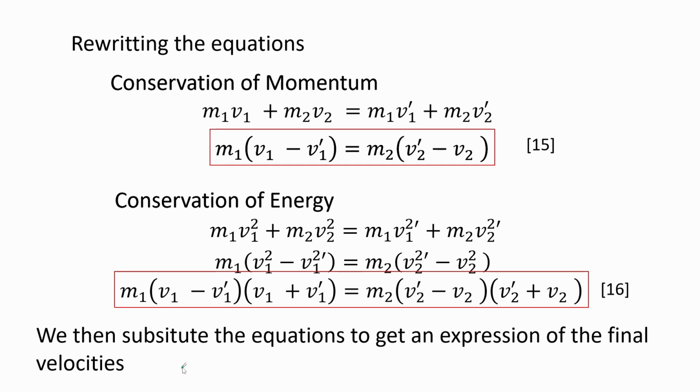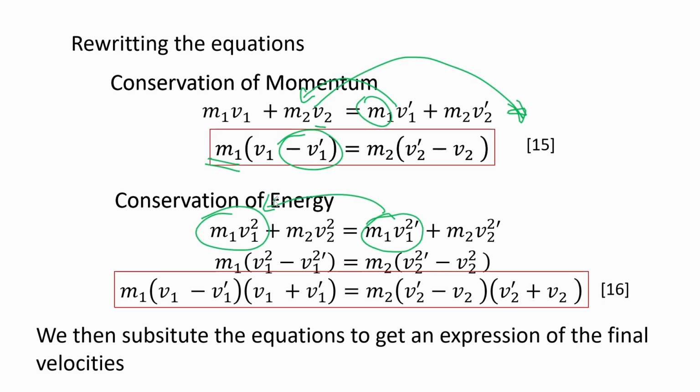So going further, let's rewrite the expression. From the conservation of momentum, we can group the same masses, so we transpose it on the other side, so you get negative v1 prime, then factor out your m1. Similarly for your m2 v2 prime, we transpose it to this side, so this becomes a negative v2 and factoring out m2. Similarly for your conservation of energy, you group again your m1 v1, so when you take it to the other side it becomes negative.